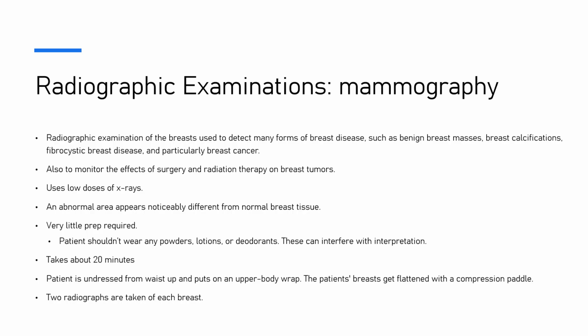If you look on page 518, that next page, it does show the patient positioning. So the woman has no shirt on, no bra, nothing, and her breast is placed on the little tray type thing, and then it's getting flattened with the little paddle. They do take 2 radiographs of each breast as well.